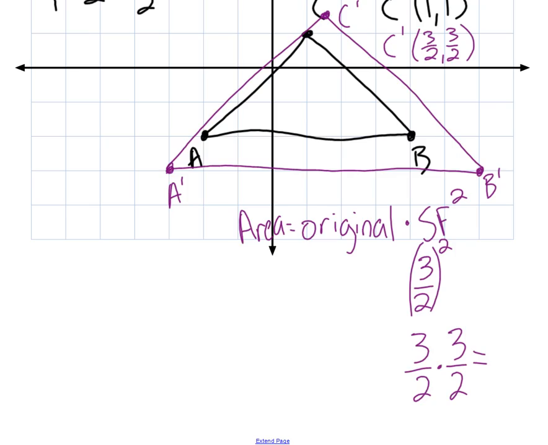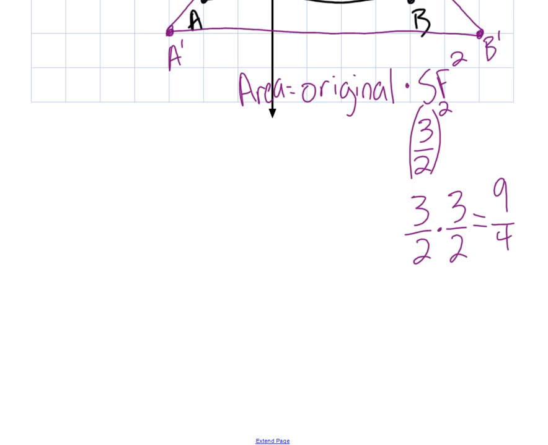So what do we get? 3. What's 3 times 3? 9. What's 2 times 2? 4. Oh, I thought you were just simplifying. It's not 1.5. I know, I thought you were 9/4 would become what? 2 and 1/4, or 2.25. So if it asks you how does area change, you take the scale factor and multiply it by itself. Okay?